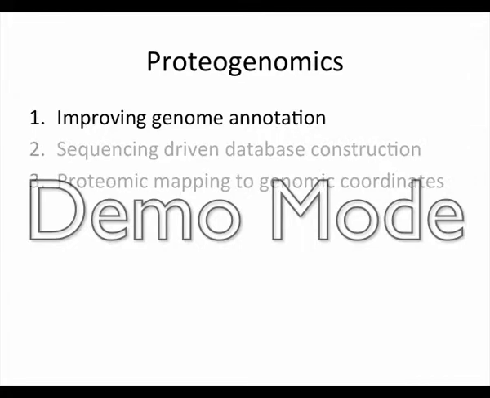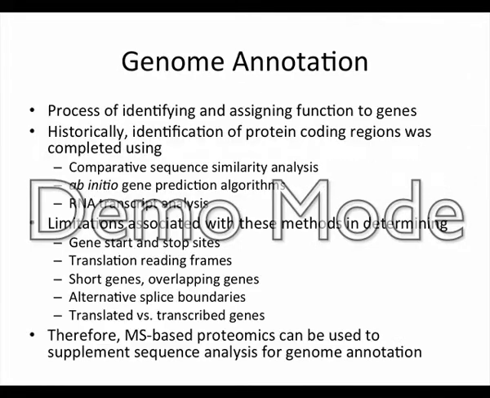So just to start with genome annotation, the definition of genome annotation is the process of identifying and assigning function to genes. Historically, this has been done using comparative sequence similarity. So if you have a similar species, we likely will have similar exons and proteins within this other species. Other methods are gene prediction algorithms that are done computationally, and RNA transcript analysis.